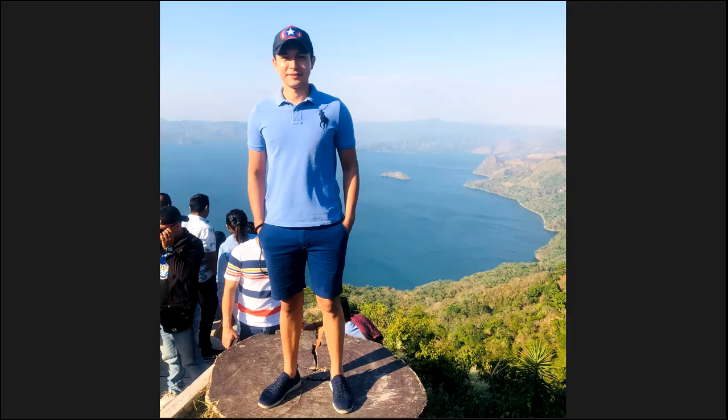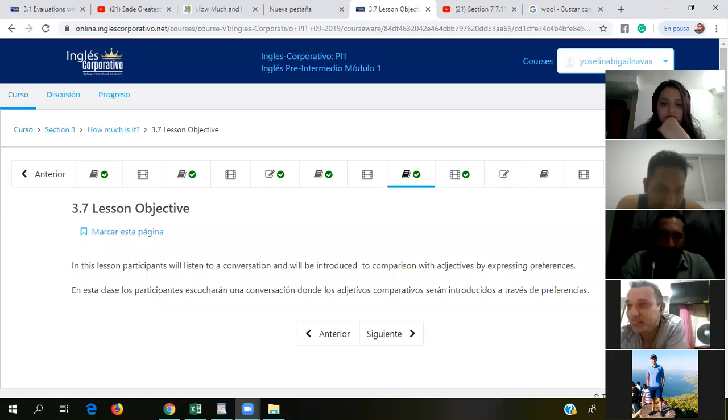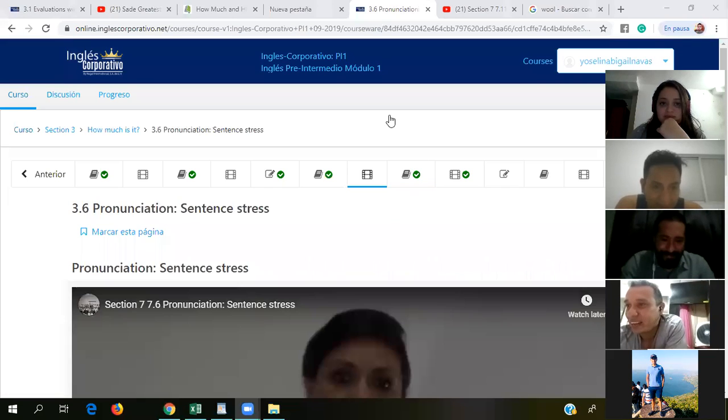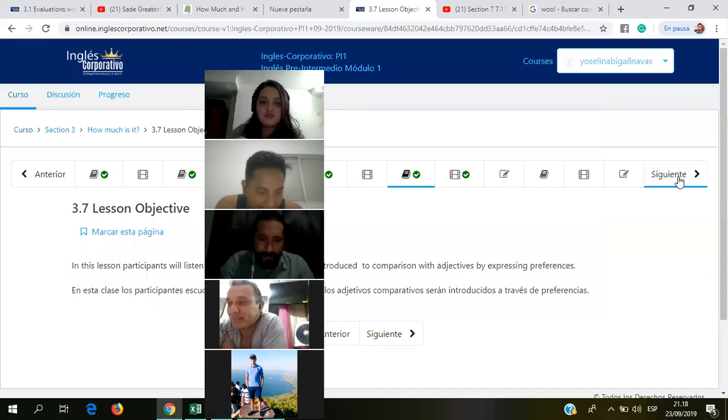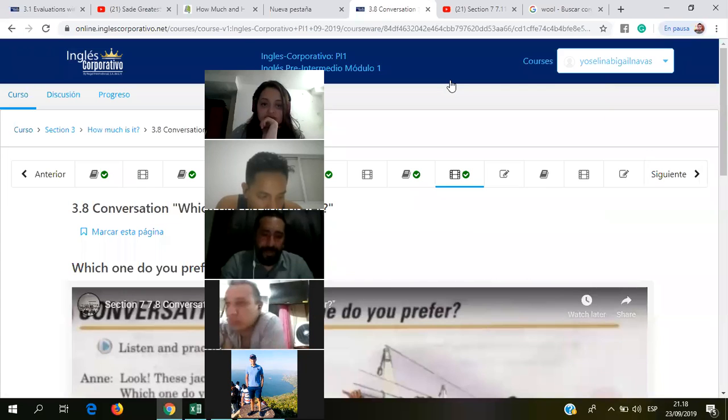Action. Hey, look, these glasses are really nice. Which one do you prefer? I like the blue ones better. The blue one? Why? It looks more cool. Well, I like the black one better. It's more stylish than the blue one. Excuse me, how much are these glasses?